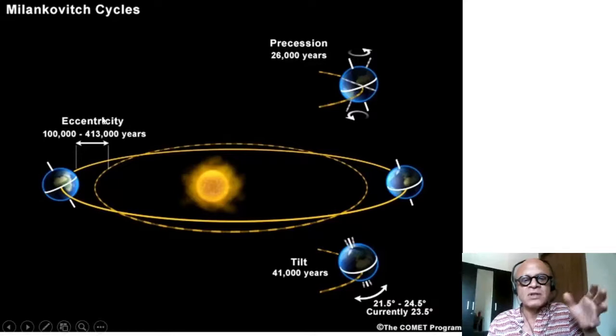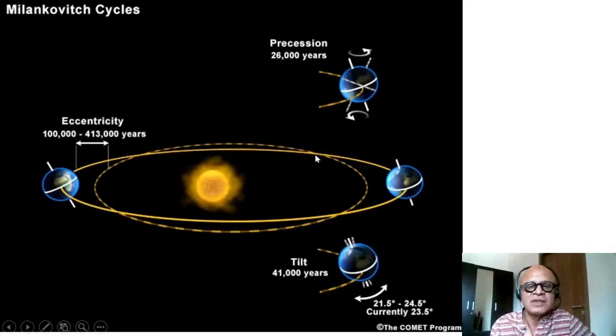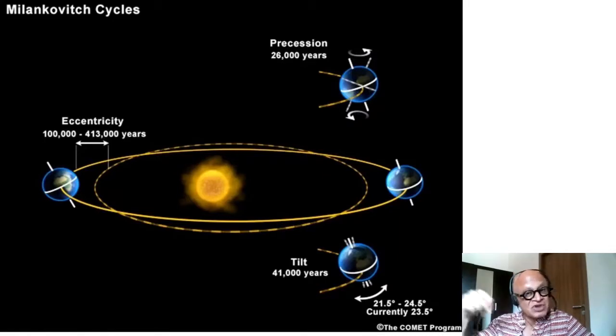And then there are orbital parameters. So you have the ellipticity, which is changing at 100,000 to 400,000 year time scales, the tilt, which changes on 41,000 year time scales, and precession, the wobbling, which changes on a 26,000 year time scale. There is another precession called the apsidal precession, where the equinoxes and the solstices change in terms of the time of the year when they occur.